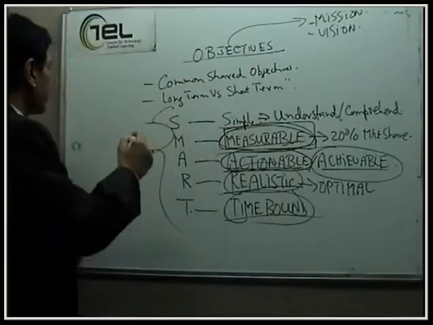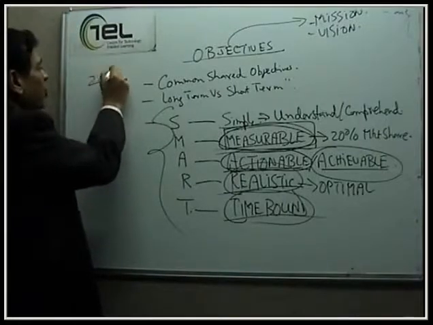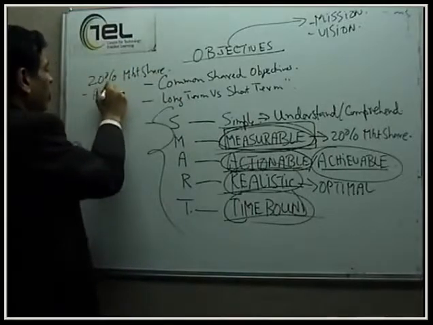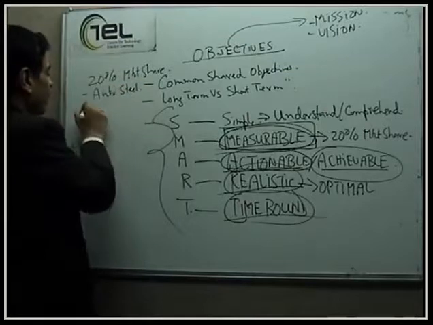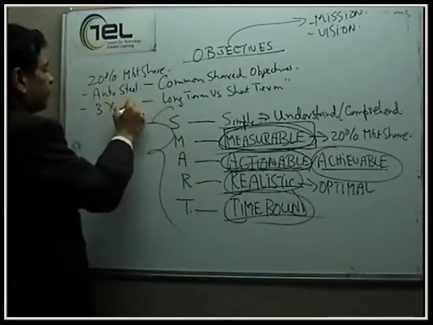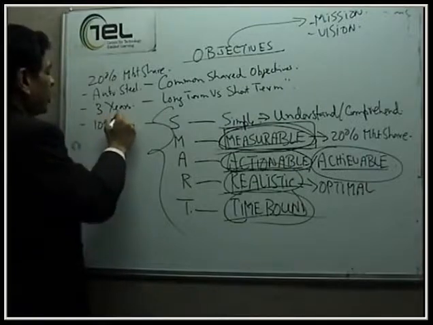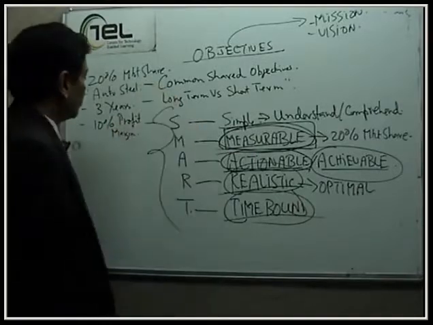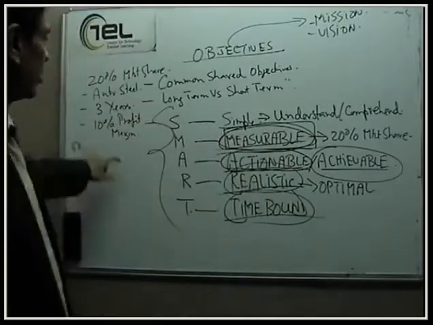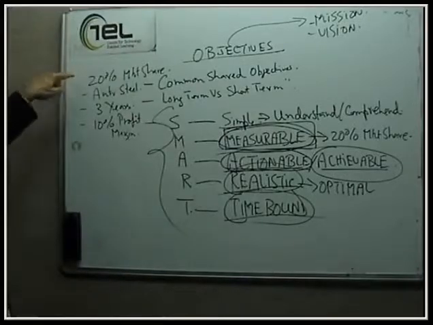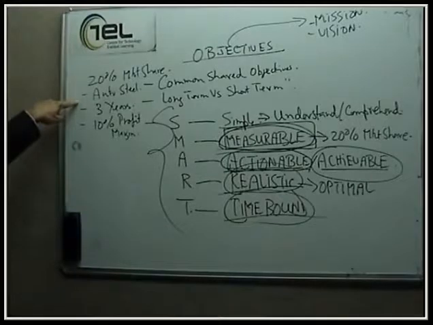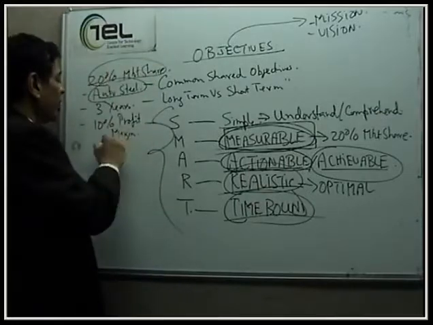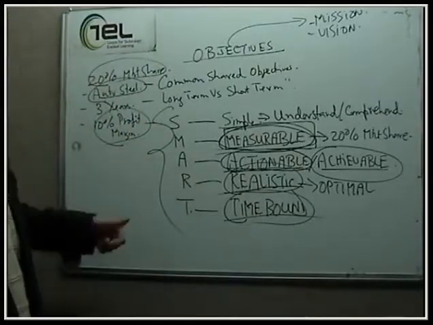Now, an example of this is, I would like to cover 20% market share of the auto steel industry within the next 3 years, and to have a 10% profit margin. This is one of my long-term objectives. In the next 3 years, I need to make 20% market share in the auto steel segment. If I'm say in Tata Steel, the automotive steel segment is a different steel segment. So in that segment, in 3 years, I want to capture 20% market share and have 10% profit margin in the next 3 years. Very much measurable.